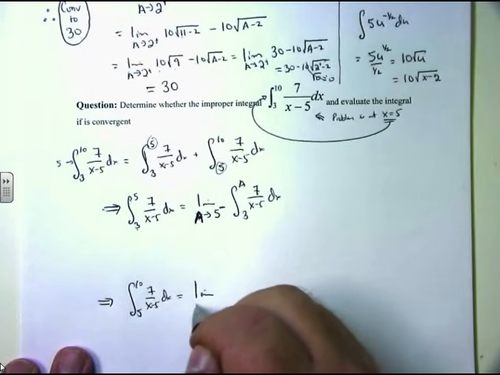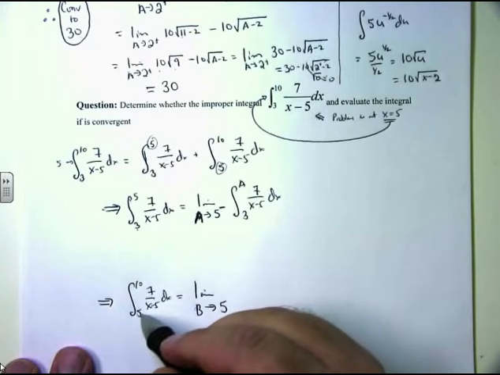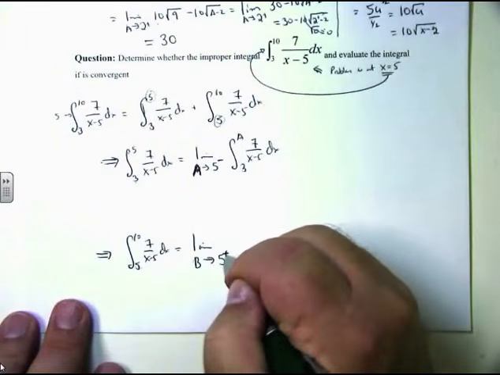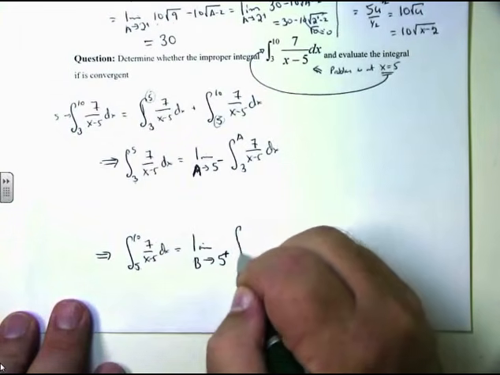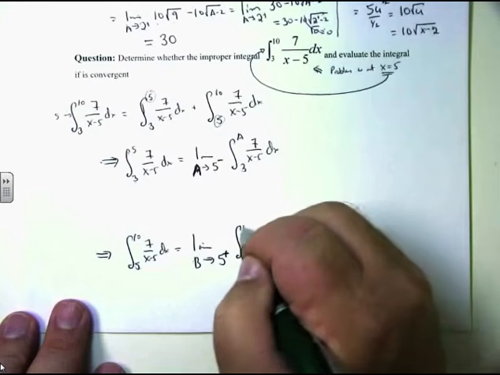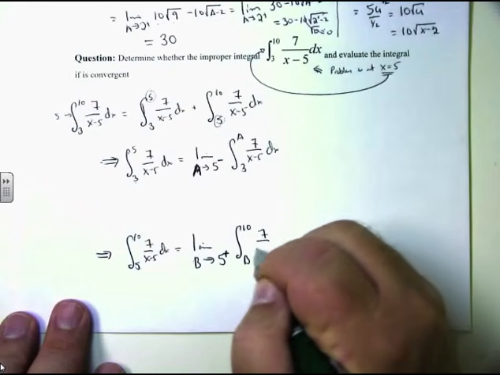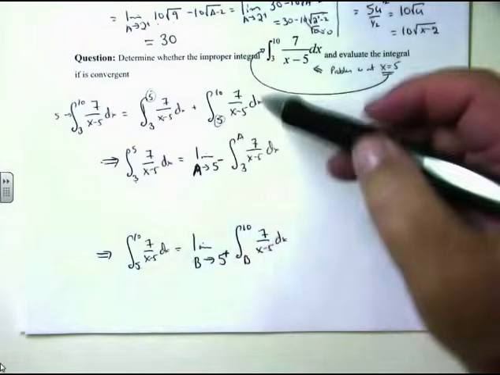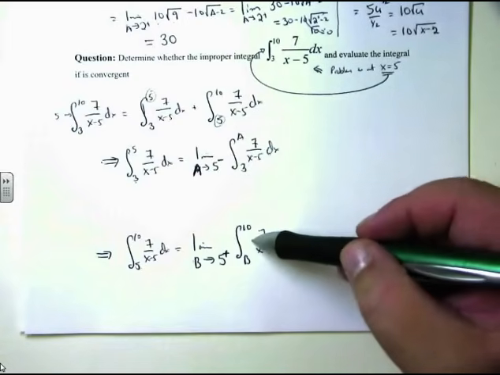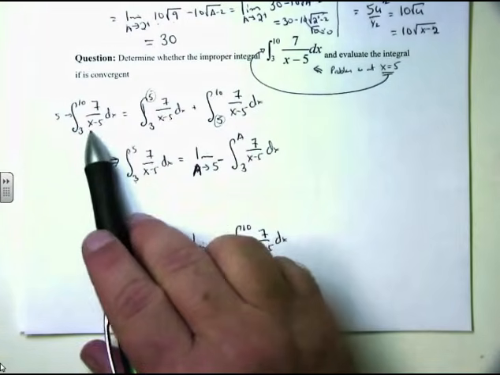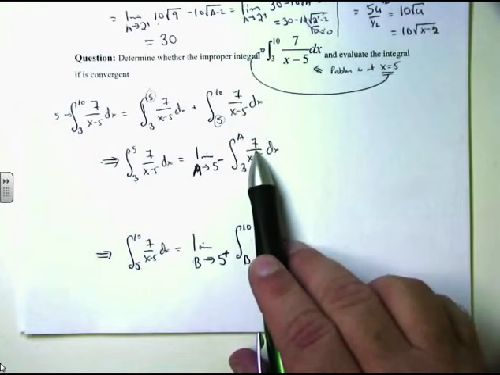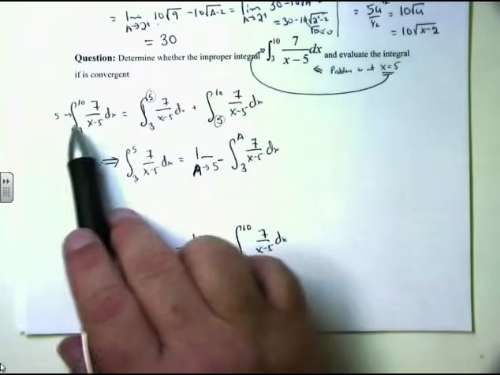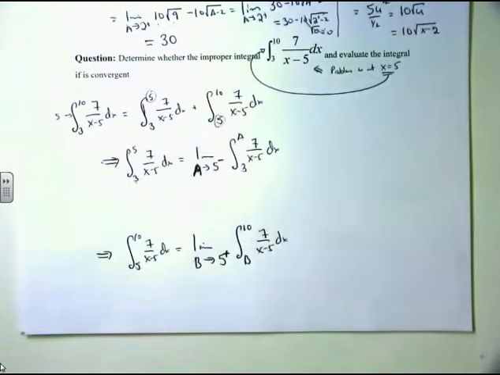That would be equal to the limit as, let's say, b approaches 5, but I'm integrating from 5 up to 10, so that's on the plus side now, of the integral from b to 10 of 7 over x minus 5 dx. Now it's got two different problems. I'll get an answer for this guy, I'll get an answer for this guy. If this converges, it goes to a number. If this converges, it goes to a number. I would add the two numbers together, and then this integral would converge to the sum of these two answers.